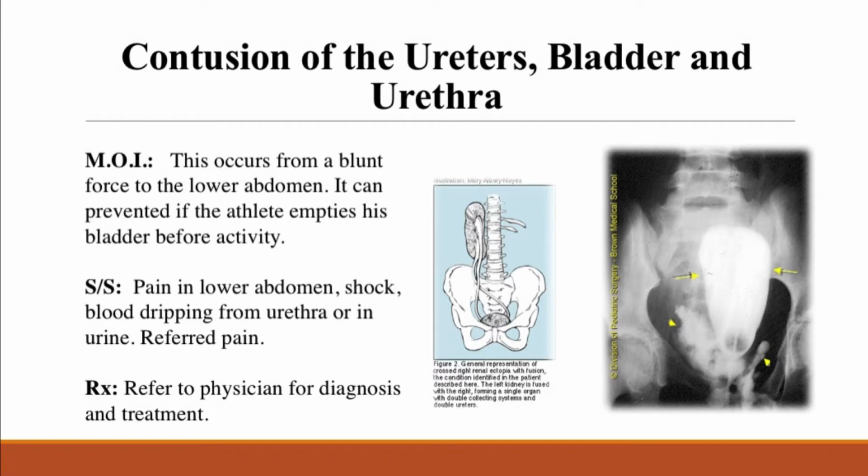Contusions to the ureters, bladder, and urethra are rare, especially if the athlete empties his or her bladder before practice or participation. Pain from a contusion will occur in the lower abdomen. There will also be rigid abdominal muscles, nausea, vomiting, and signs of shock. Blood may also be dripping from the urethra or evident in the urine. Treatment includes a doctor's evaluation with possible treatment.